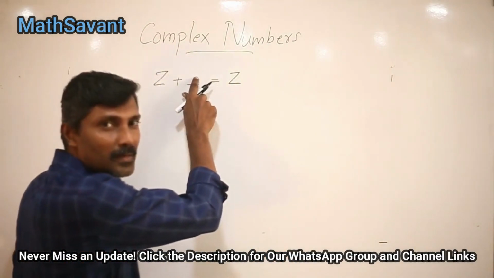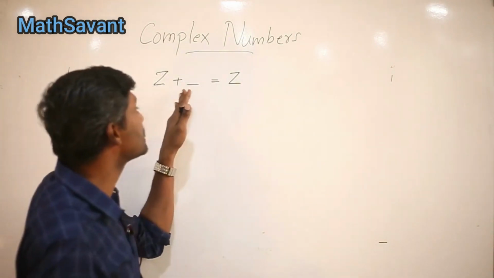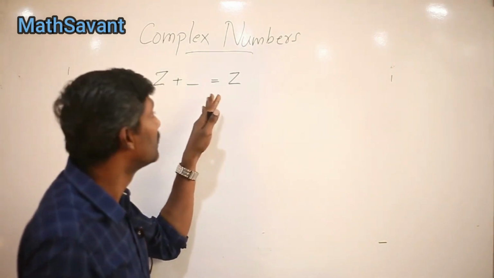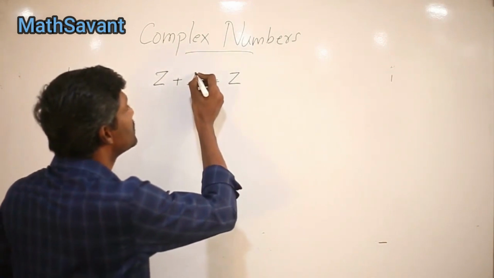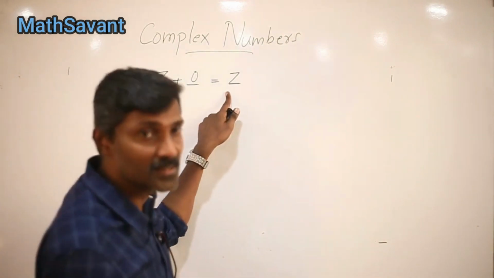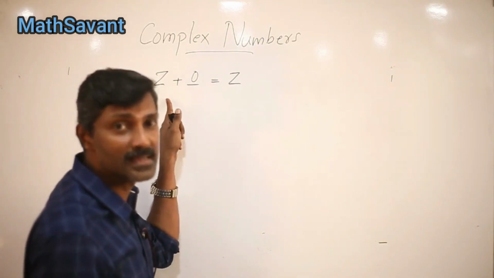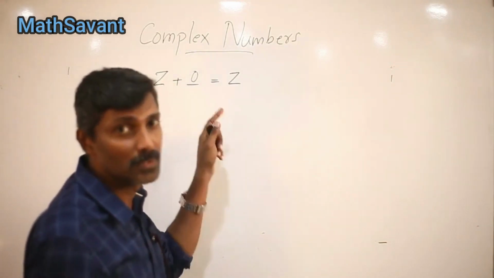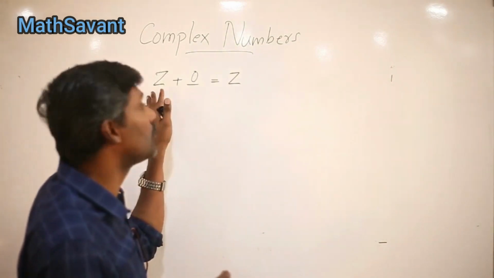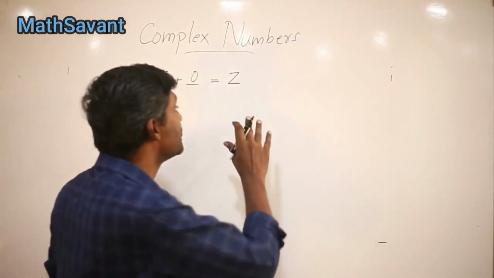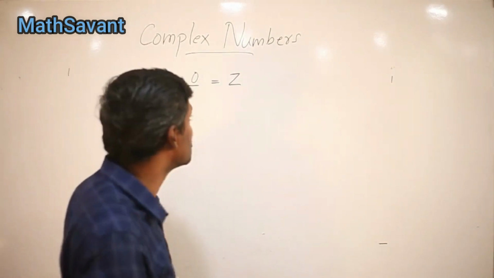Which number here, when put here, will give you Z? Z plus something is equal to Z. That number is obviously 0, right? Z plus 0 gives you Z. So the additive identity of a complex number Z is nothing but 0. When you add 0 to a complex number, you get the same number Z. So 0 is the additive identity of complex numbers.